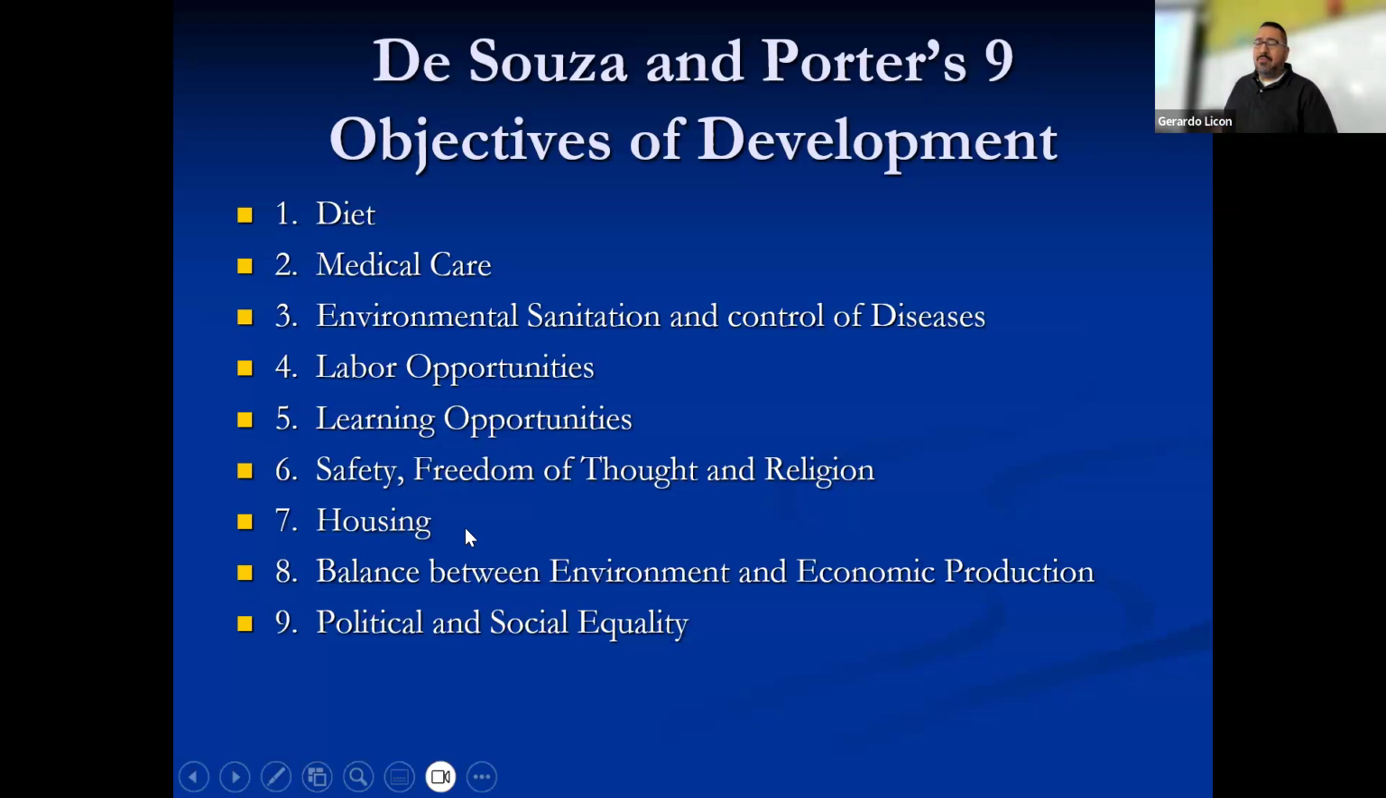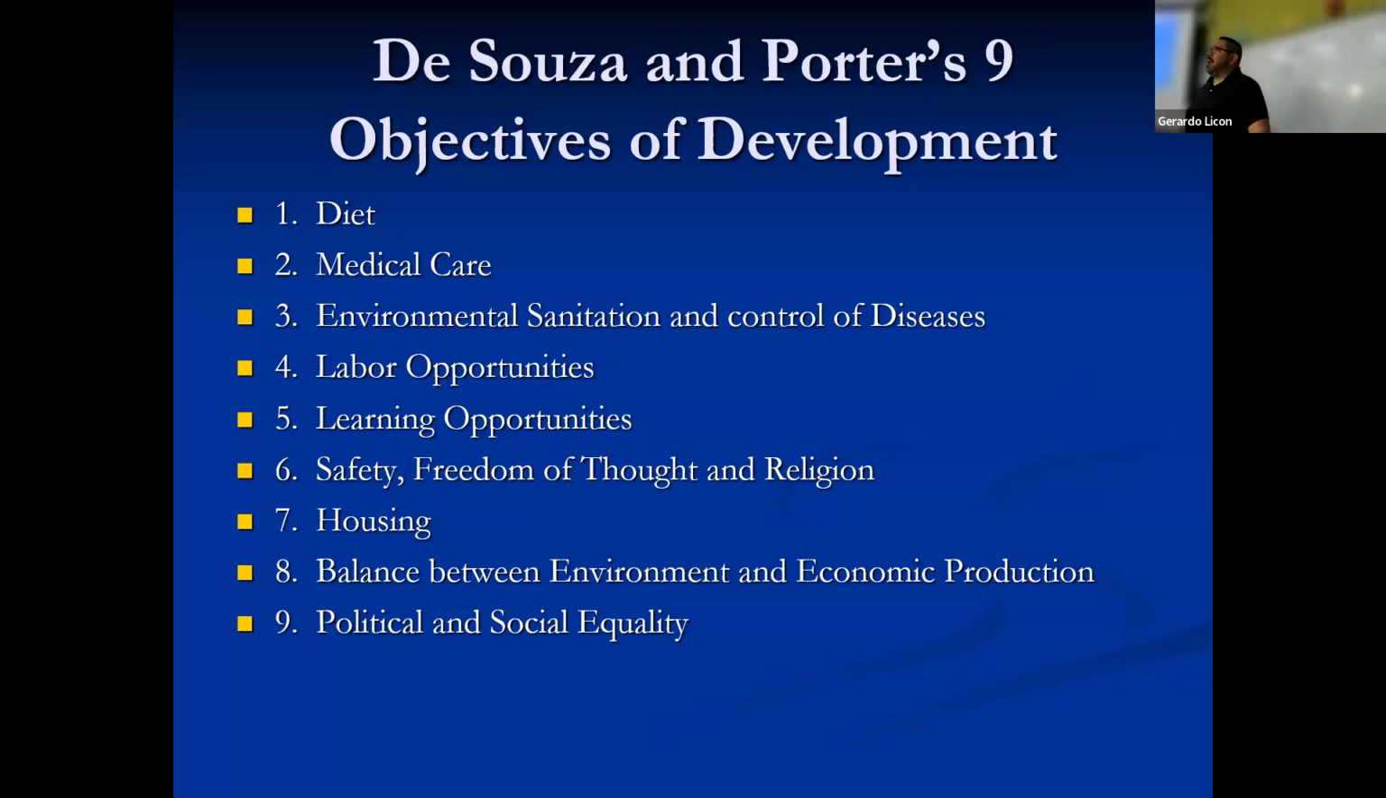Number 7, housing. How well do people live? Are they protected from the environment? Number 8, a balance between environment and economic production. So not only how well are people doing right now, but is their economy set up in a way where it's sustainable? Or are they just happen to be in a boom that is surely to become a bust in a few years, like mining, for example? And so how sustainable is it?